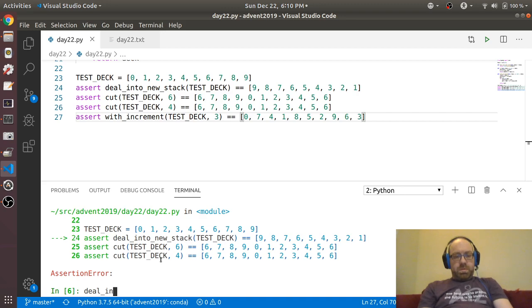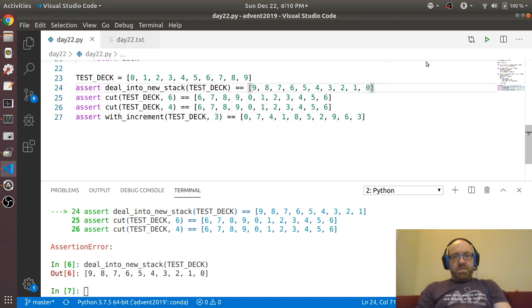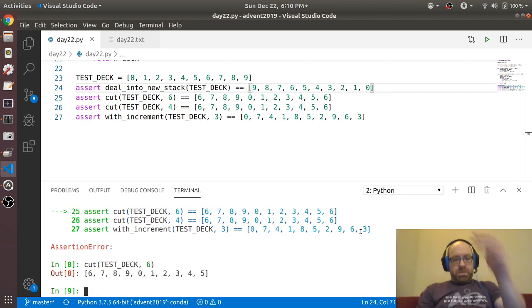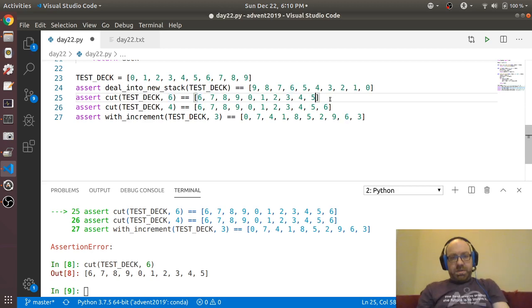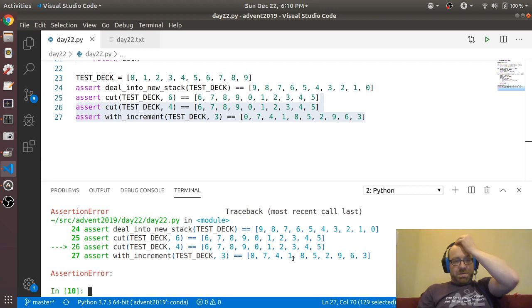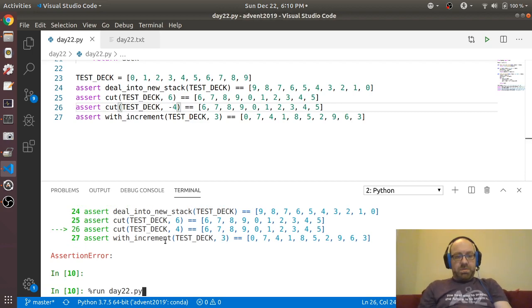Okay, so teal, that one's surprising. Because I left off the 0. Okay, so that's not that surprising. Okay, test deck, comma 6, 6, 7, 8, 9, 0, and I put an extra 6 on the end. So again, not very good at writing unit tests. And this should be -4. Okay, so every one of my tests I wrote wrong, which is good.